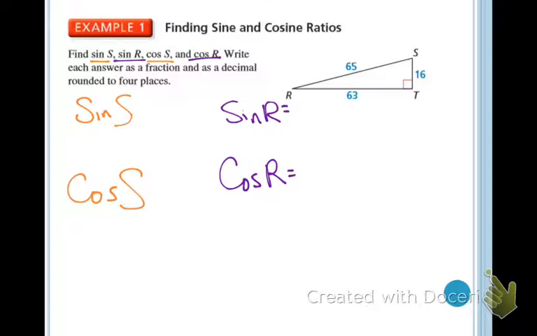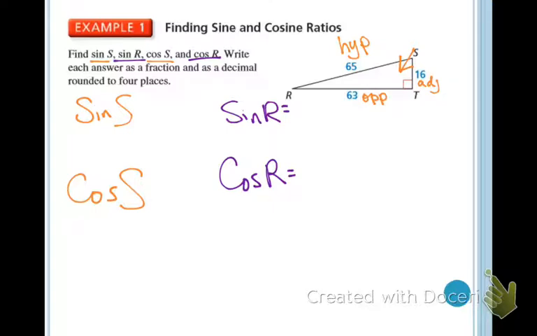Starting from S, we're looking into the triangle. Go ahead and label the sides based on S. What's my hypotenuse? 65. What is my opposite? 63. And then what is my adjacent? 16. Okay, so if we flip back and forth, you would have to keep changing the sides. We're just going to do everything from the perspective of S first, and then the perspective of R.